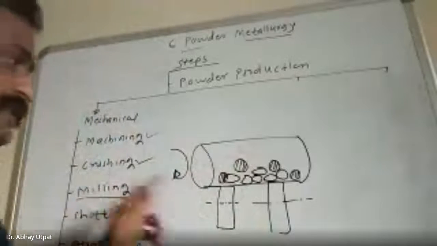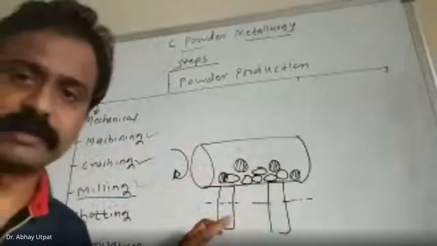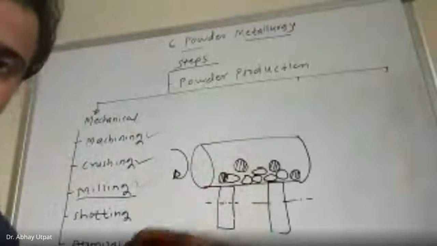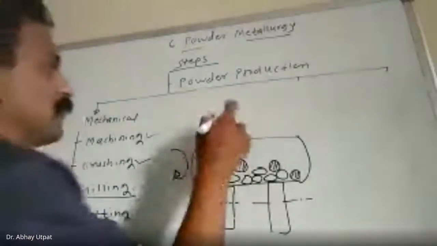This is the milling operation. This is the figure of a ball mill. You can take a screenshot of it. Later on you can draw the figure. This is one ball mill.